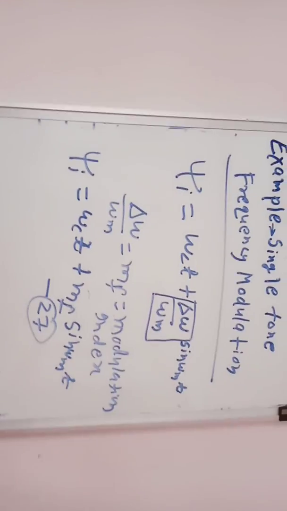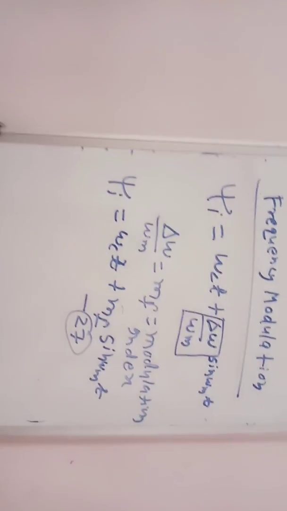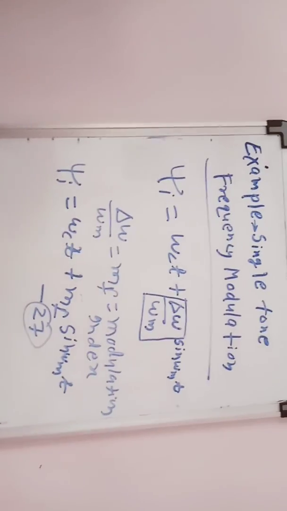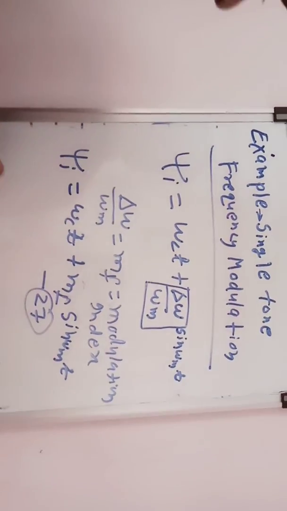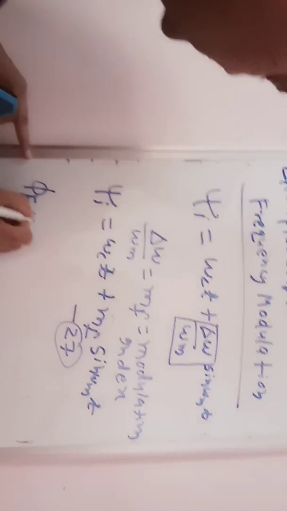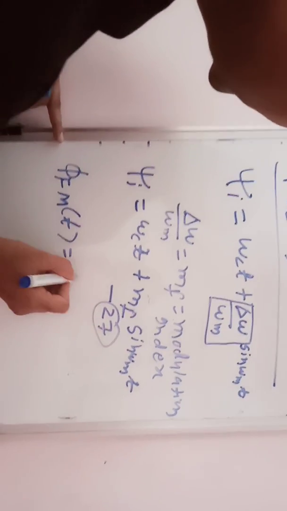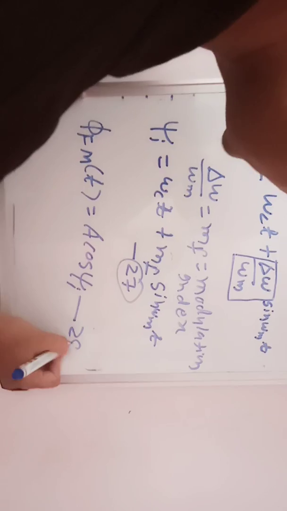Now I have found the value of psi i correctly. Here I forgot to include this m f, which is the modulation index. Now I can move ahead and find the expression for an FM wave. Psi FM(t) is equal to A cos psi i. Now name this expression as equation number 28.